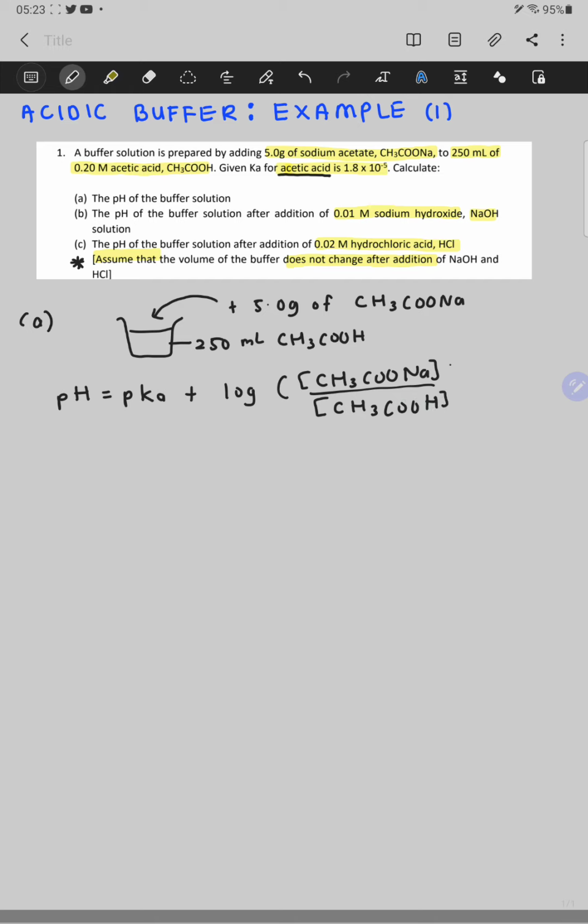Alright. Okay, so right now kita dah ada concentration of weak acid, but we do not have the concentration of the salt yet. So apa yang kita kena buat sekarang, kita kena kira concentration of salt dulu. Okay, so in order untuk cari concentration, kena cari dulu number of mole of salt ini. So first step, cari number of mole of salt ini menggunakan formula mass over molar mass. So, teacher dah kira molar mass for salt ini, which is 81.9 gram per mole. So, the number of mole is 0.06 mole.